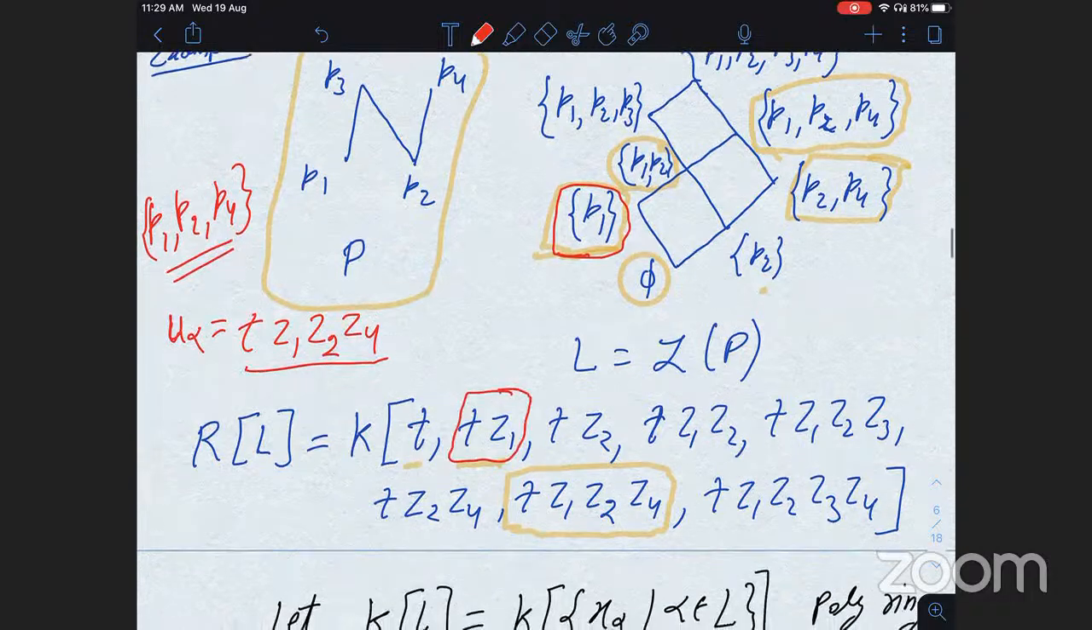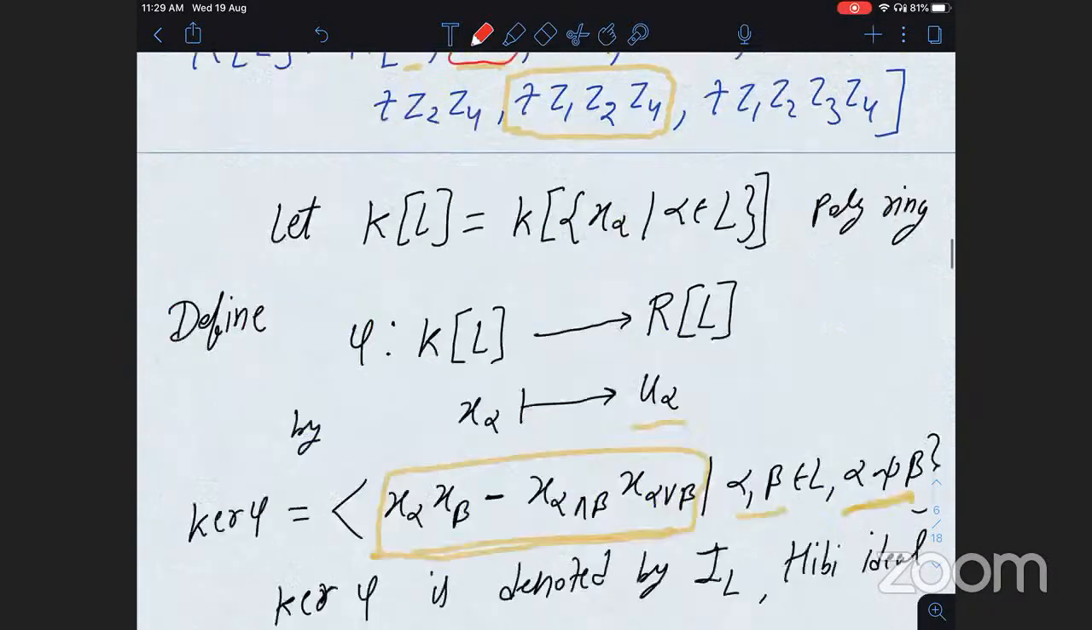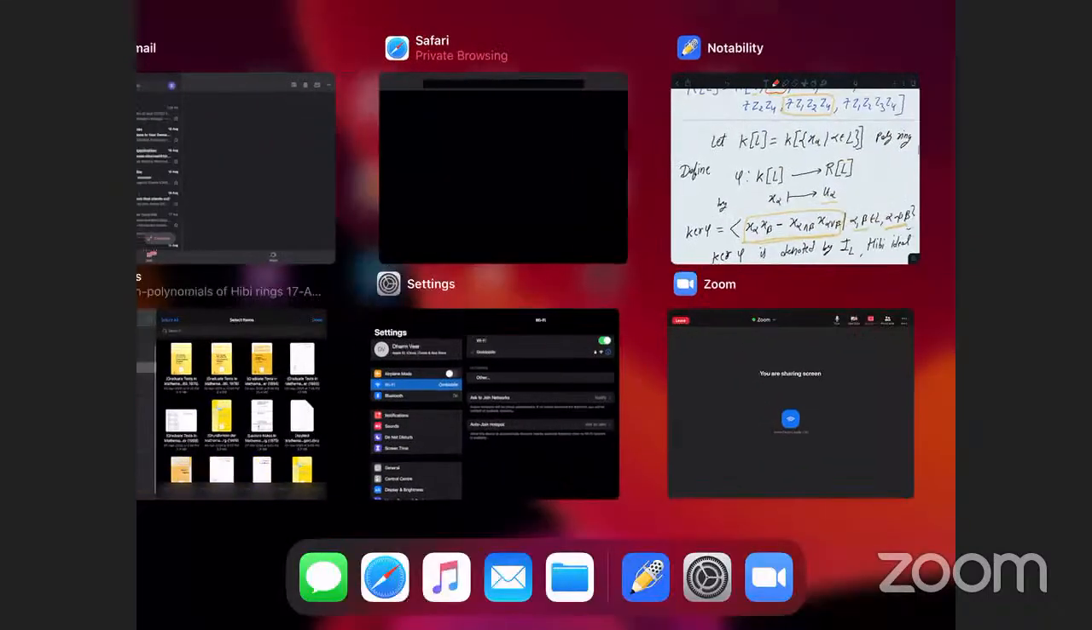Yeah, is it clear now? Yeah, you can go ahead. Yes, sure. Okay.